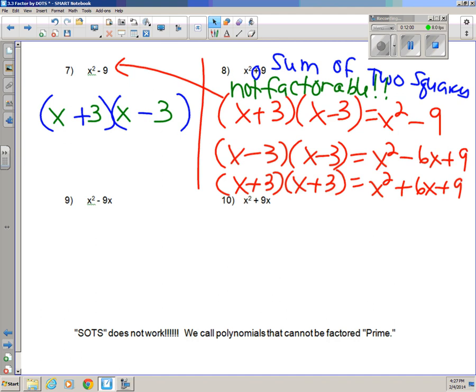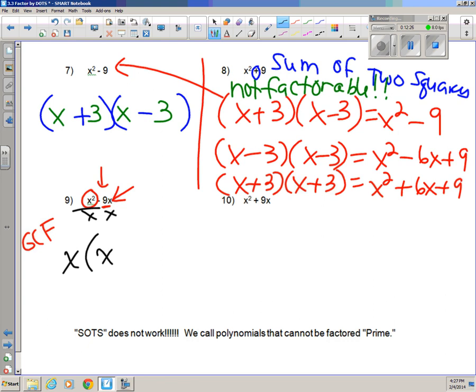Okay? Let's look at 9. Do we have a difference of two squares? Well, not exactly. We have a difference for sure. I've got my subtraction. I've got a perfect square here and a perfect square here, but not a perfect square there. This is only factorable by GCF. This is going back to yesterday's. So what is the GCF of x squared minus 9x? GCF is x. When you divide everything by the x, what's left over is x minus 9. That's your final answer on that one.